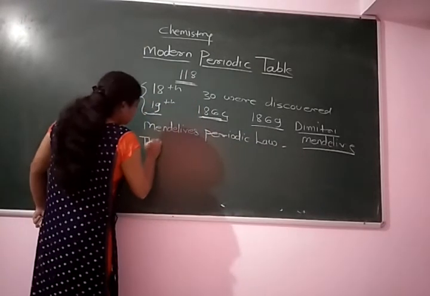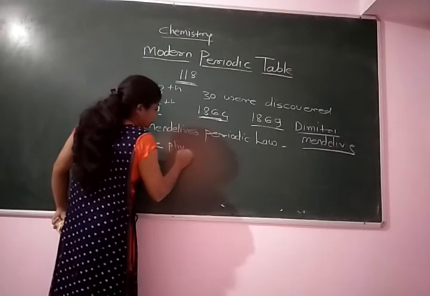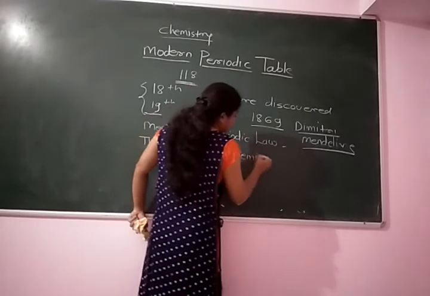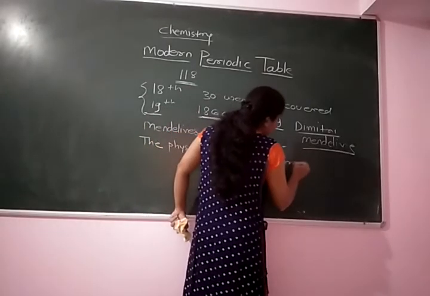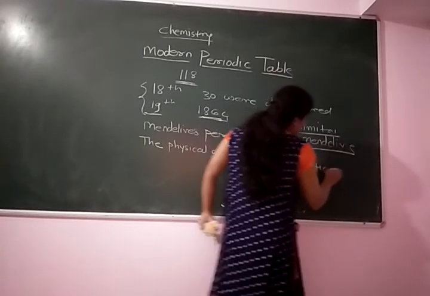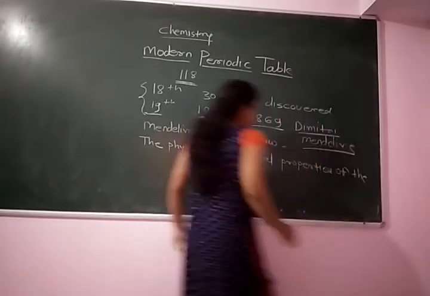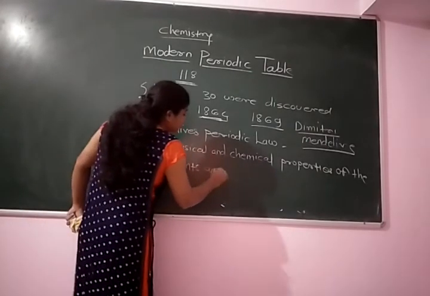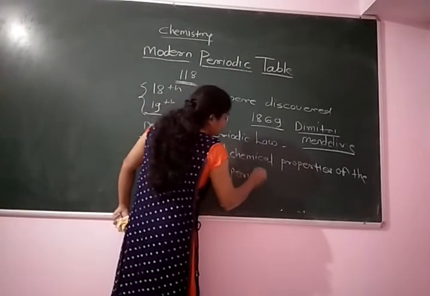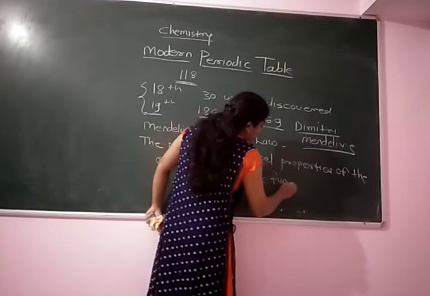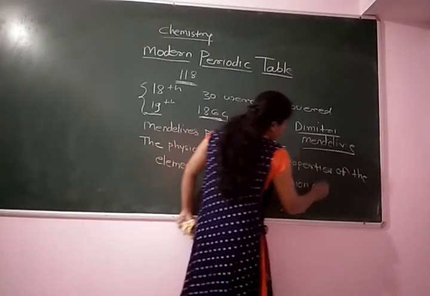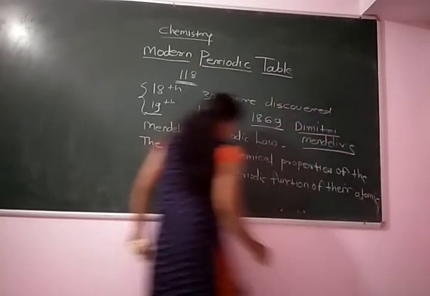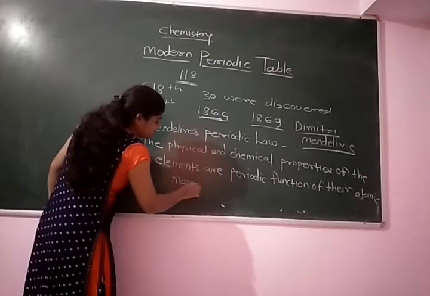The physical and chemical properties of the elements are a periodic function of their atomic masses.